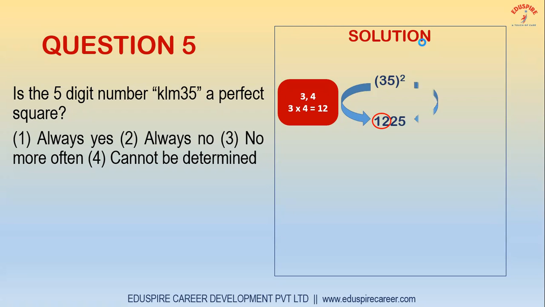And the other part, of course, becomes 5 square. In the units digit of 35, I have 5, so I just take 5 square, which is 25. I put it after 12, so that becomes my answer. So you see, 35 whole square becomes 1225.